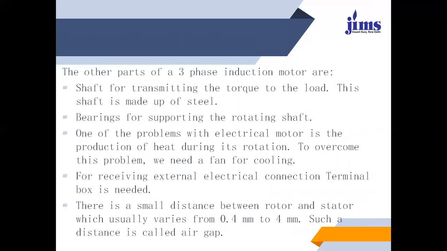The other parts of a three-phase induction motor are the shaft for transmitting the torque to the load, which is made of steel, and bearings for supporting the rotating shaft. One of the problems with an electrical motor is the production of heat during its rotation. To overcome this problem, we need a fan for cooling purposes. For receiving external electrical connections, a terminal box is needed. There is a small distance between rotor and stator, which usually varies from 0.4 mm to 4 mm. Such a distance is called the air gap.